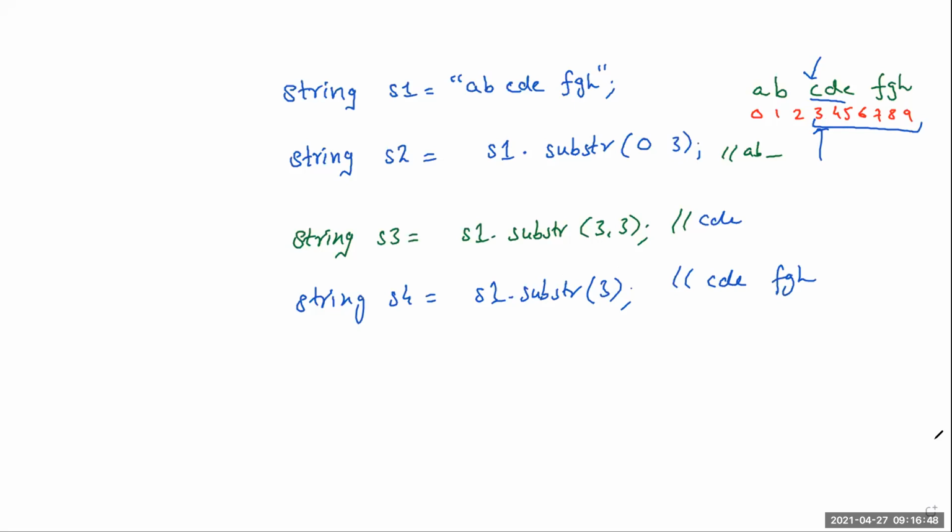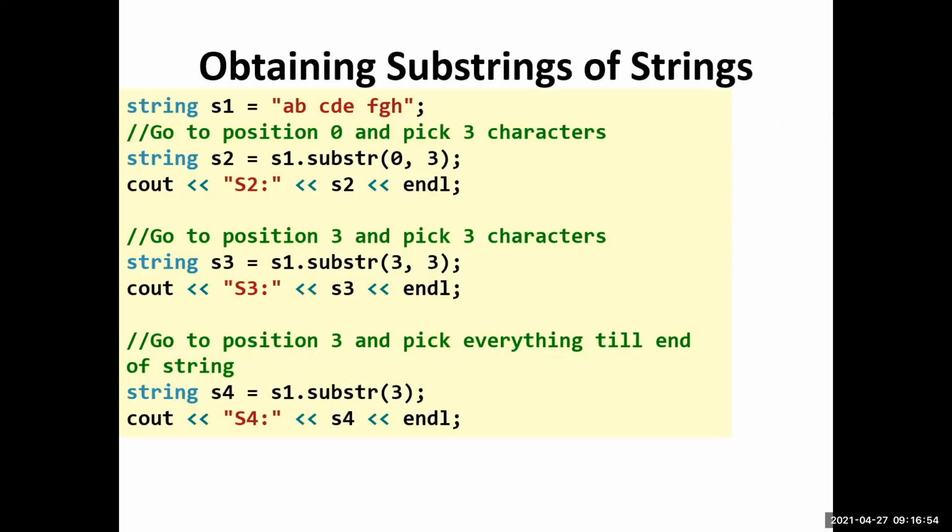If not, you can just pass one argument. It will pick everything till the end of the string. Okay, now maybe I quickly show you the same program on the slides. This is a program we discussed in detail. We have go to position 0, pick 3 characters, go to position 3, pick 3 characters. And if we pass only one argument, it picks everything till the end of the string.